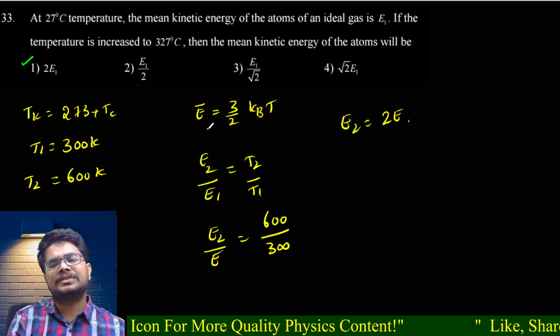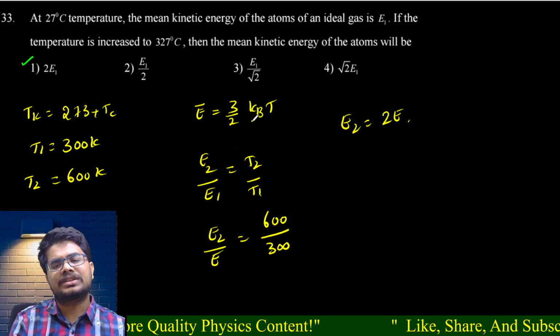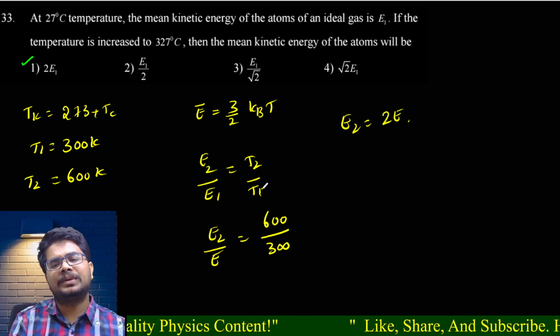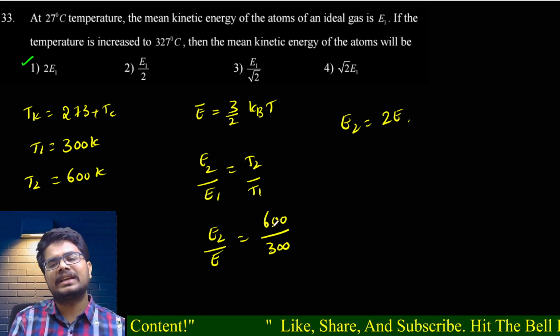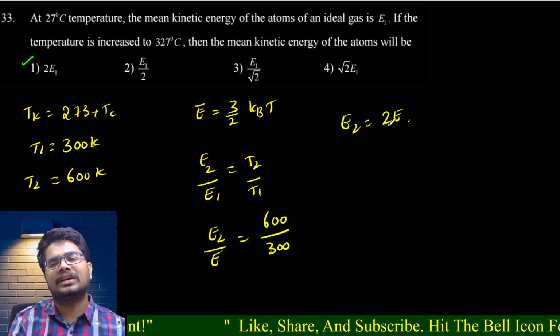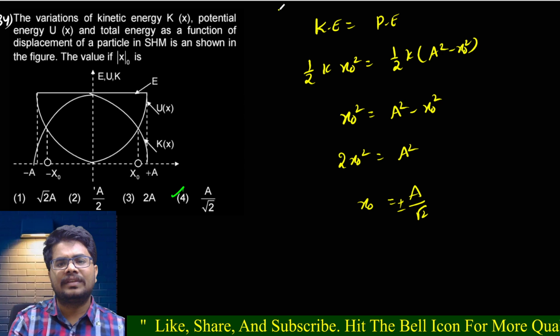The average kinetic energy formula is 3/2 kBT, and 3/2 and kB are constants. So E2 by E1 equals T2 by T1. So E2 by E equals 600 by 300. This gets cancelled to 2 times. Therefore E2 equals 2E. Which option is correct? Option 1 is correct. We'll go to the next question.